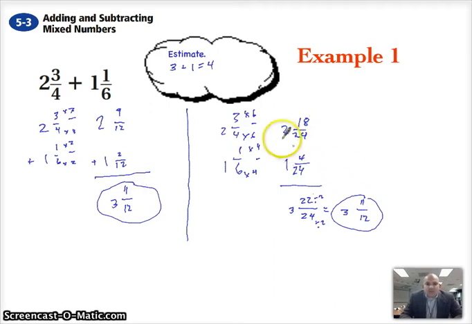Okay, so you could actually choose any multiple of 4 and 6 that's common to both, and you would get the correct answer after simplification. We look for the least common multiple because it saves us a step in the simplification process. Let's take a look at the second example.